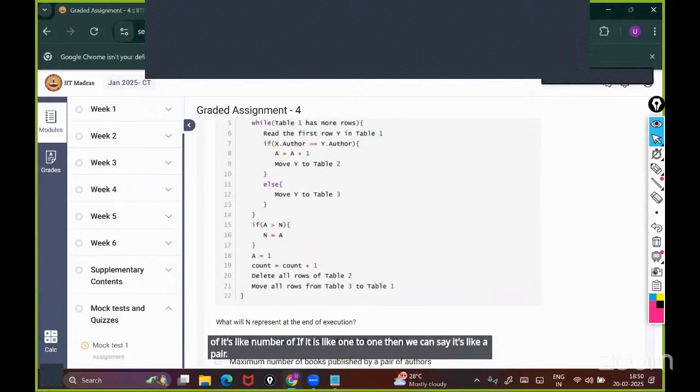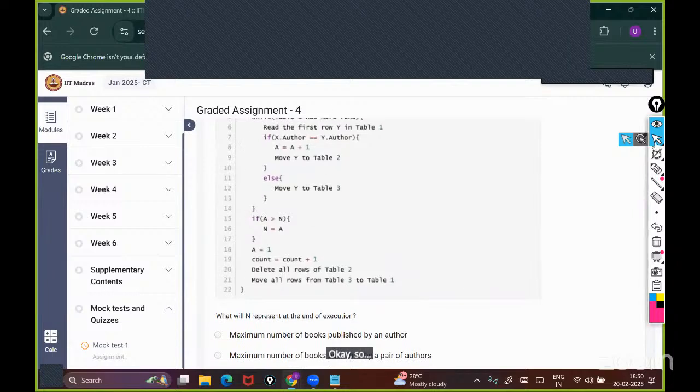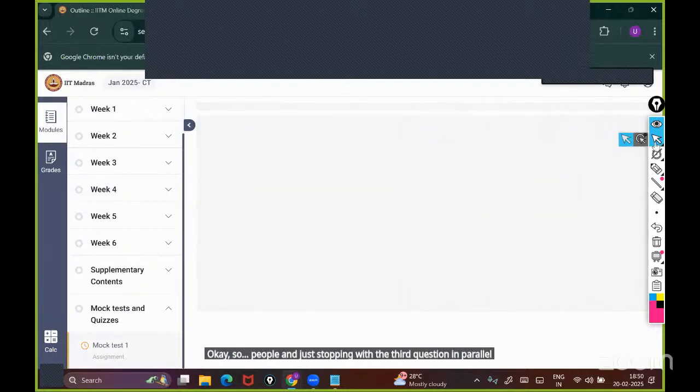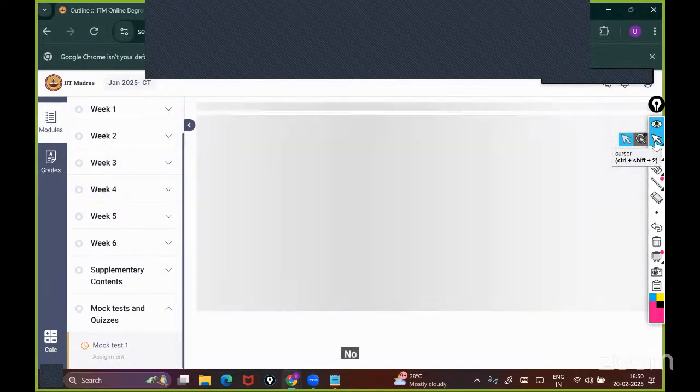Got it. Okay, people, I'm just stopping with the third question and moving to this mock test one in parallel. Have these mock test questions been discussed, people? No, ma'am. A similar question is there, madam, in the mock test.